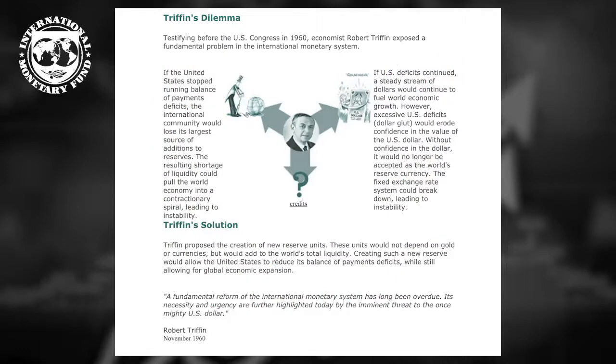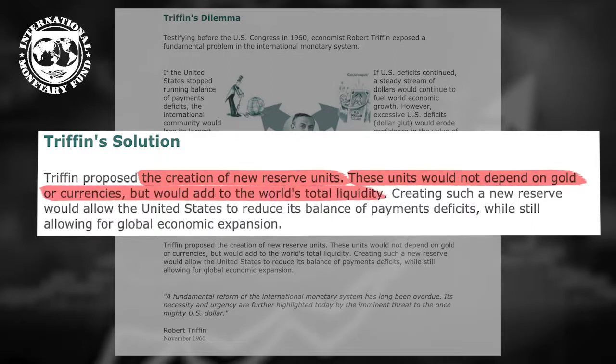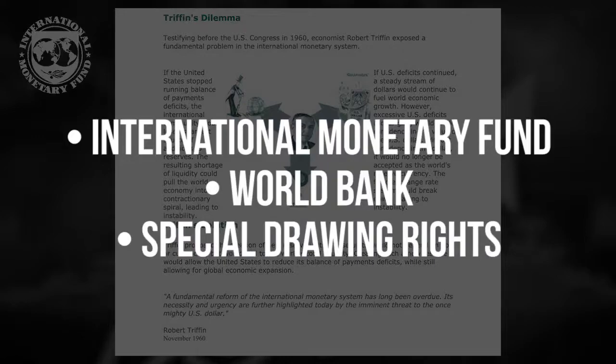And as an interesting side note, Triffin's solution to his dilemma, or his paradox, was to create a whole new reserve currency, one that wasn't tied to any individual country. And this was basically the genesis, along with Bretton Woods, to the IMF, the World Bank, and the SDR we have today.